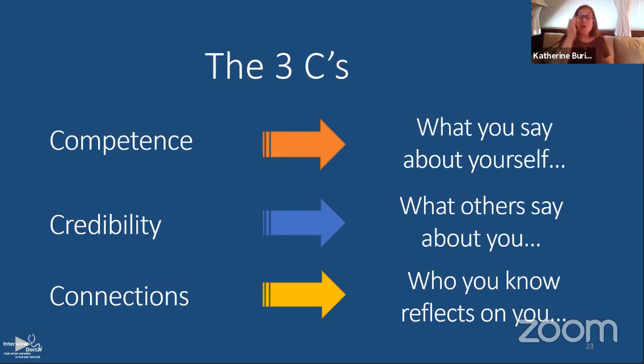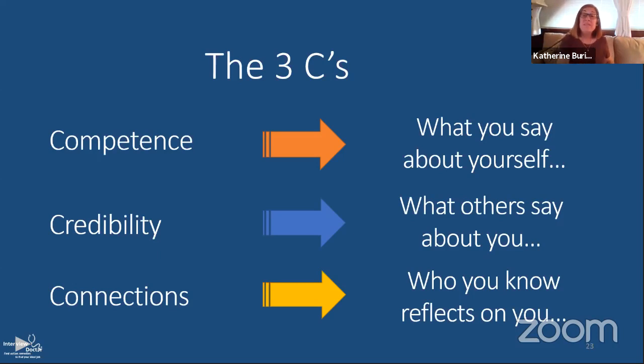Connections reflect on you. So if you've got connections that support your business, that would be a good thing. You want to have people who are important. Like, I was so proud one day. I got an invitation from like the queen of resume writing. I was so honored. That kind of a connection says a lot and reflects on me.